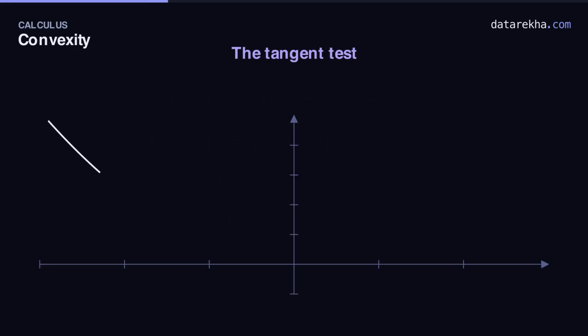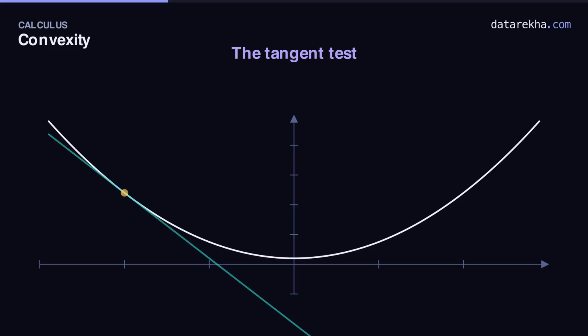Checking chords for every pair is a lot of work. Happily, convex functions come with two shortcuts. The first uses tangent lines. Rest a tangent line against the curve at any point. For a convex function, that tangent lies entirely below the graph, touching at one point, while the curve arcs up and away on both sides.